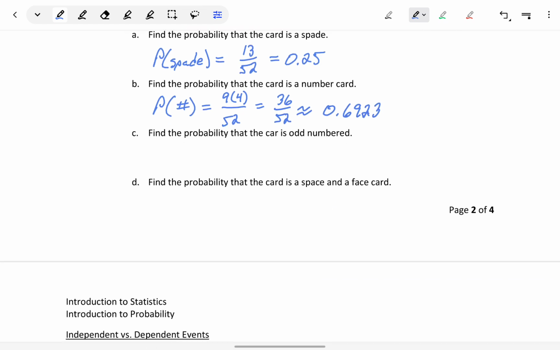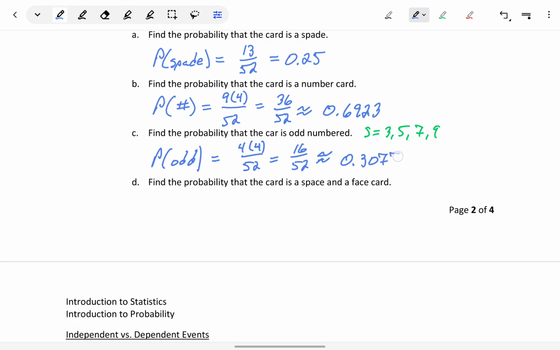We can find the probability that the card is odd numbered. Since we only have the cards 2 through 10, our sample space here would be 3, 5, 7, and 9. So there are only 4 cards that are odd, but we have them across all 4 suits. So we get 16 out of 52, or approximately 0.3077.